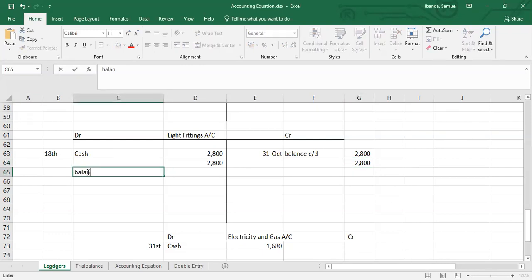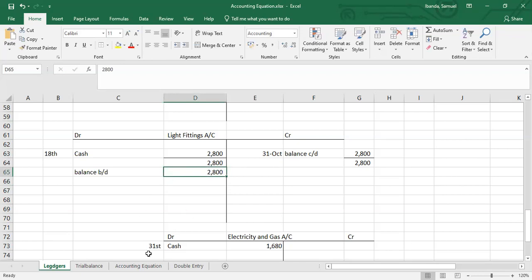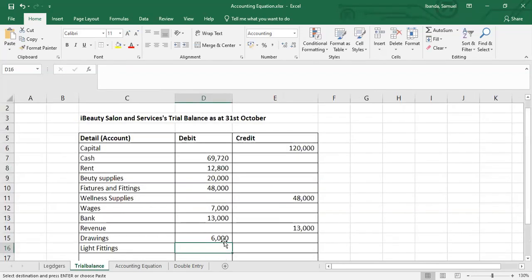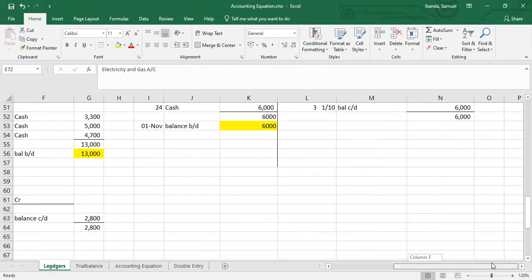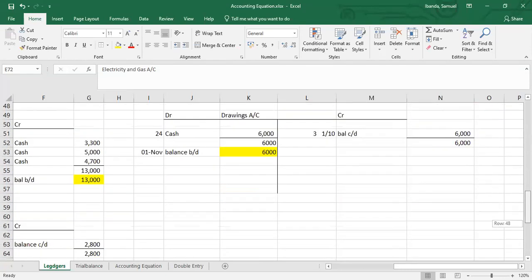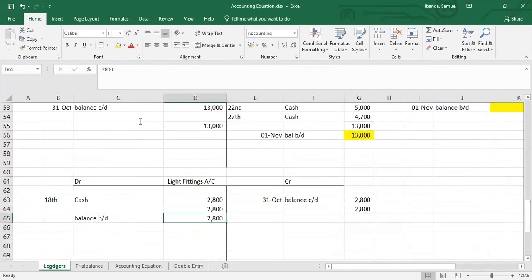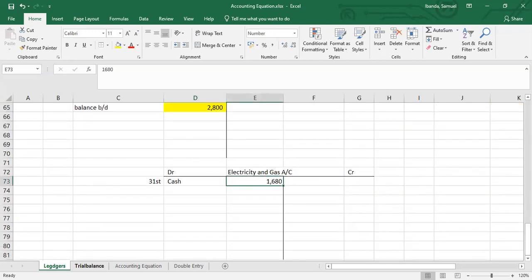And we shall have our balance brought down of 2,800. So lighting and fitting is 2,800 on the debit side. And then, okay, there is nothing else there. Then lastly, we have electricity and gas.